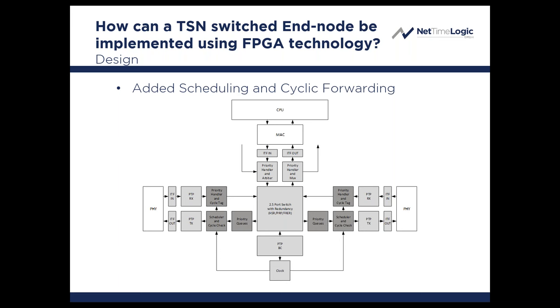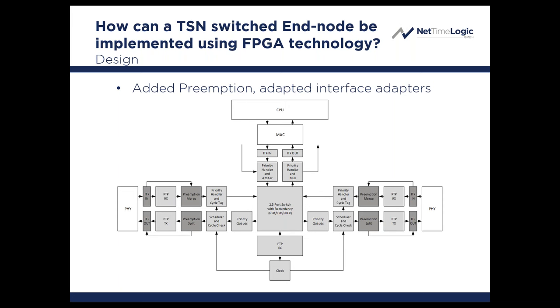Then after VLAN technology was there and we had queues, we added the scheduling part and the cyclic forwarding part. So now we are scheduling not only on strict priority, but also in a timely manner. So we get the time, we know which priority queue is allowed to send and which not. And we know which cycle it is, whether we are allowed to forward that frame already or need to wait until the cycle finished and send in the next cycle for a cyclic forward.